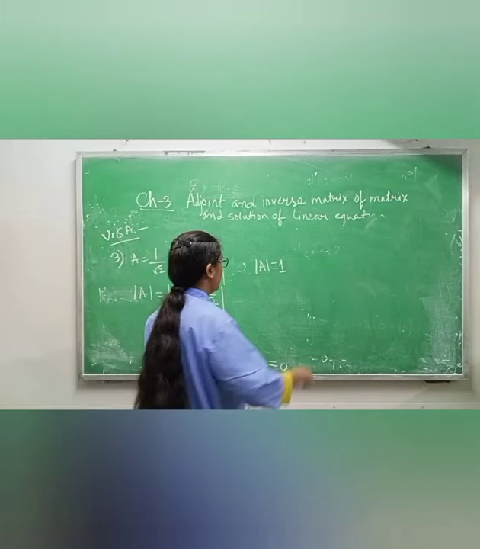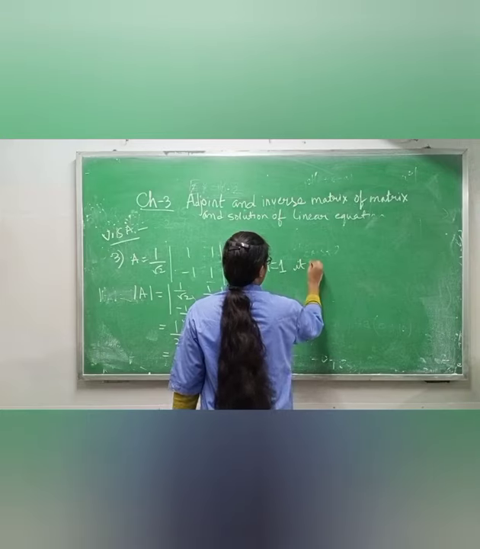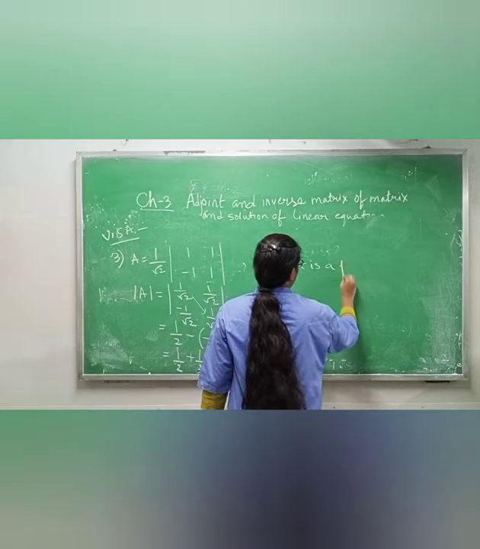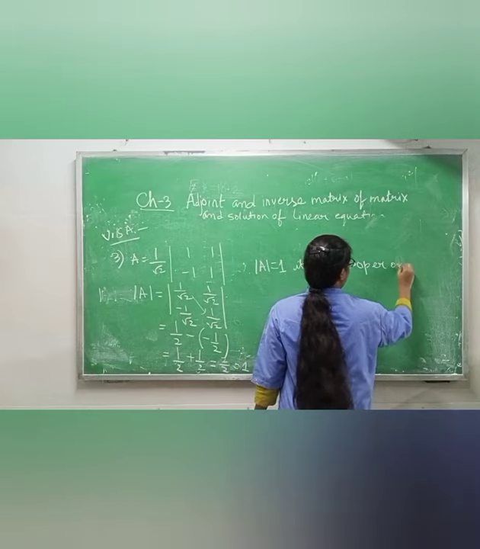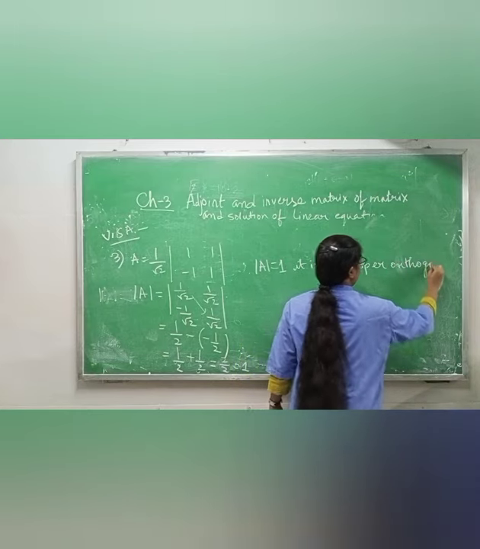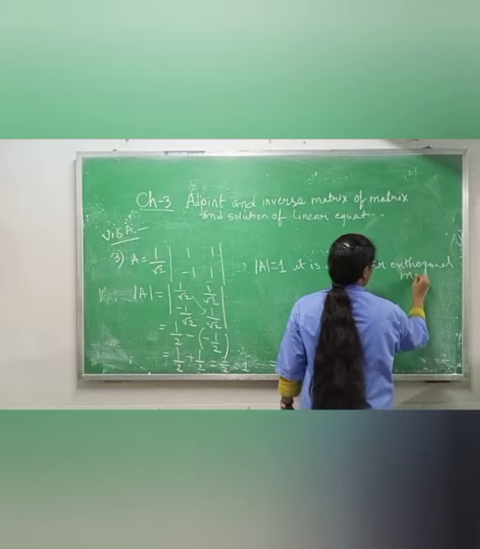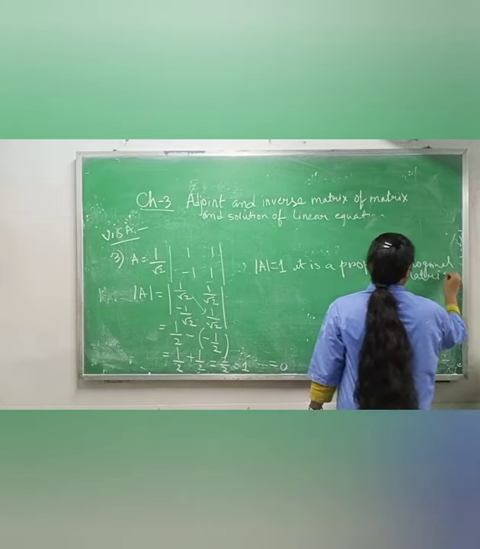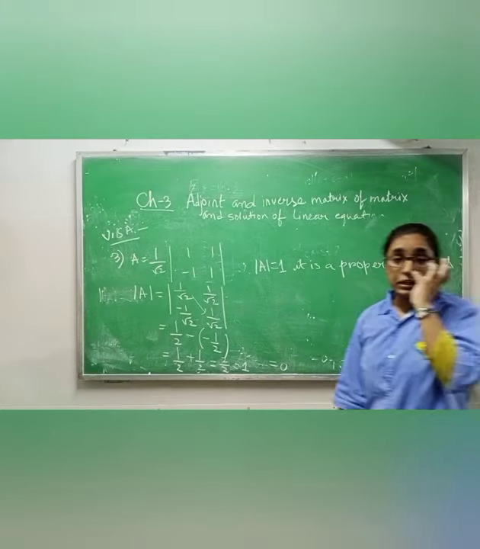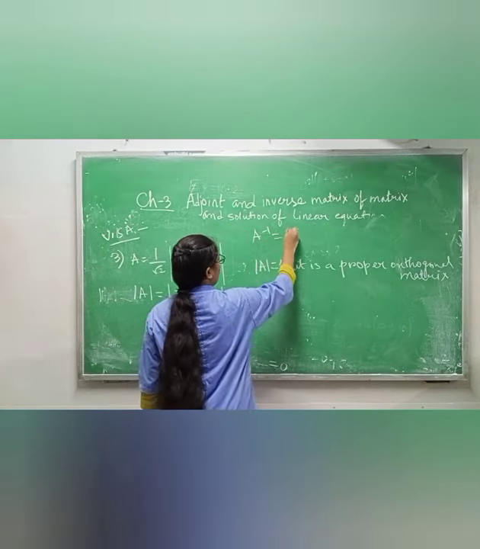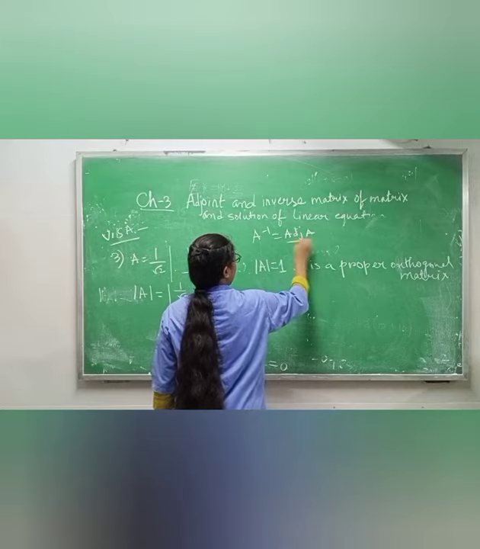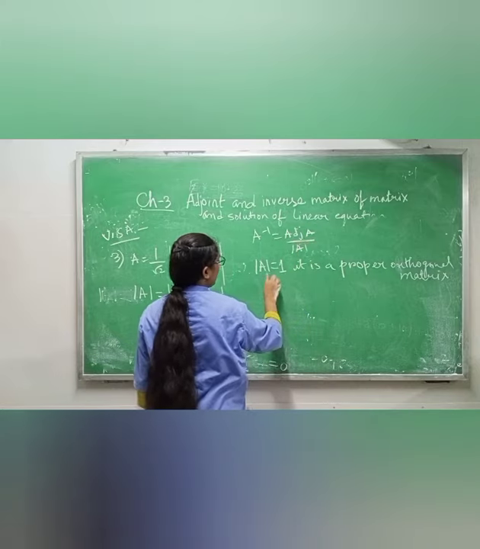So you will write it is a proper orthogonal matrix. Okay. Now the second part, they are telling you to find A inverse. A inverse formula is what? A inverse equals adjugate A by determinant A. So determinant A you got 1.